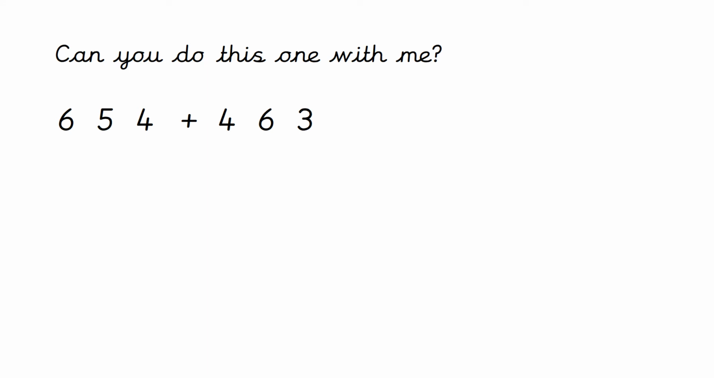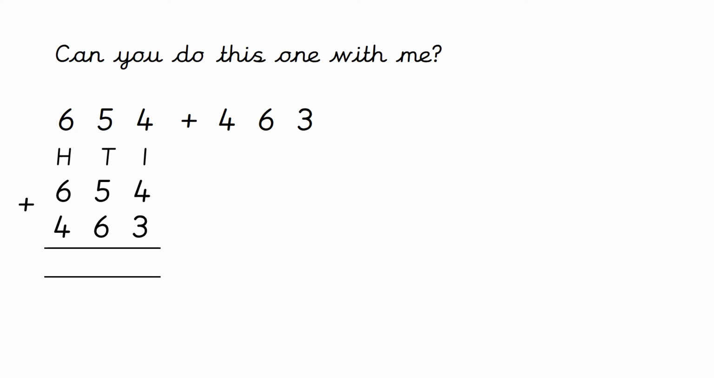Can you do this one with me? So first of all then, we're going to put our hundreds, tens and ones for our columns. Underneath, I'm going to start with 654, 6 hundreds, 5 tens and 4 ones. And underneath that, that's right, I'm going to put 463 underneath. So again, I've got 4 hundreds, 6 tens and 3 ones. Okay, once I've done that, which column am I going to start with? That's right, I'm going to start with my ones column and I'm going to add them together. So I've got 4 add 3, which is 7.